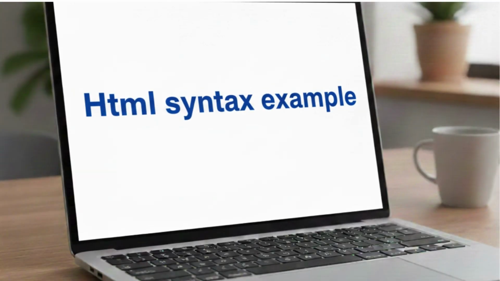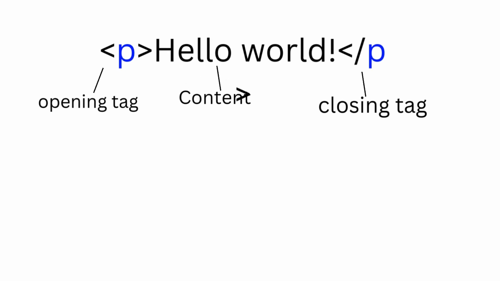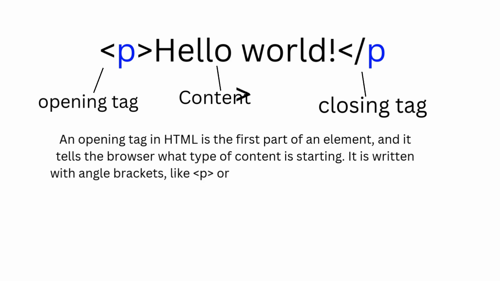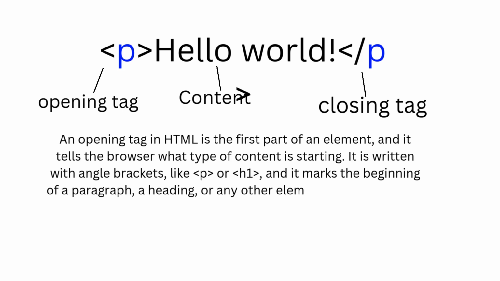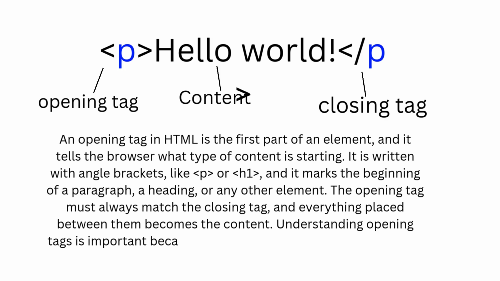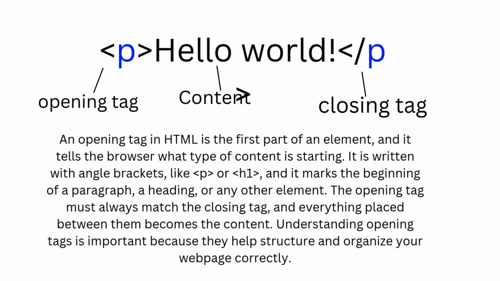HTML syntax example. An opening tag in HTML is the first part of an element, and it tells the browser what type of content is starting. It is written with angle brackets, like p or h1, and it marks the beginning of a paragraph, a heading, or any other element. The opening tag must always match the closing tag, and everything placed between them becomes the content. Understanding opening tags is important because they help structure and organize your web page correctly.